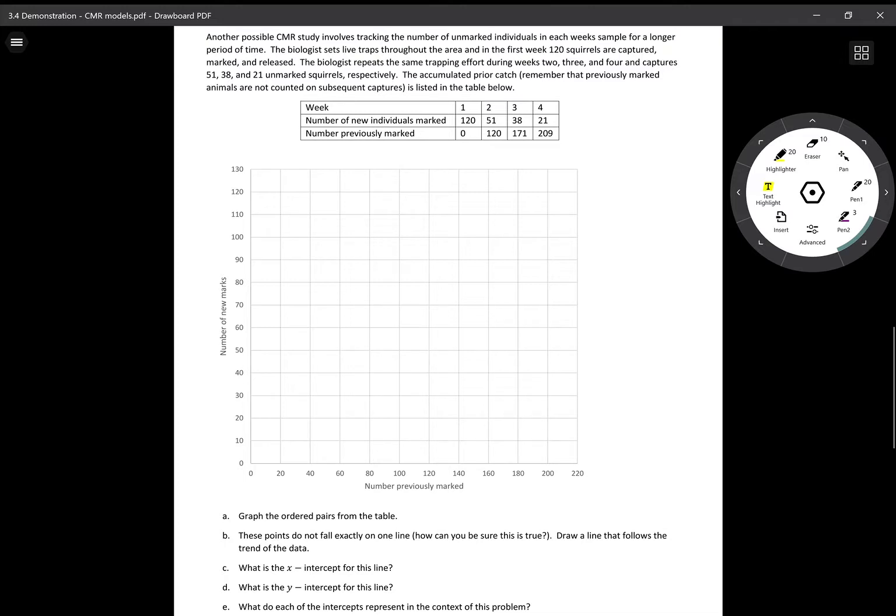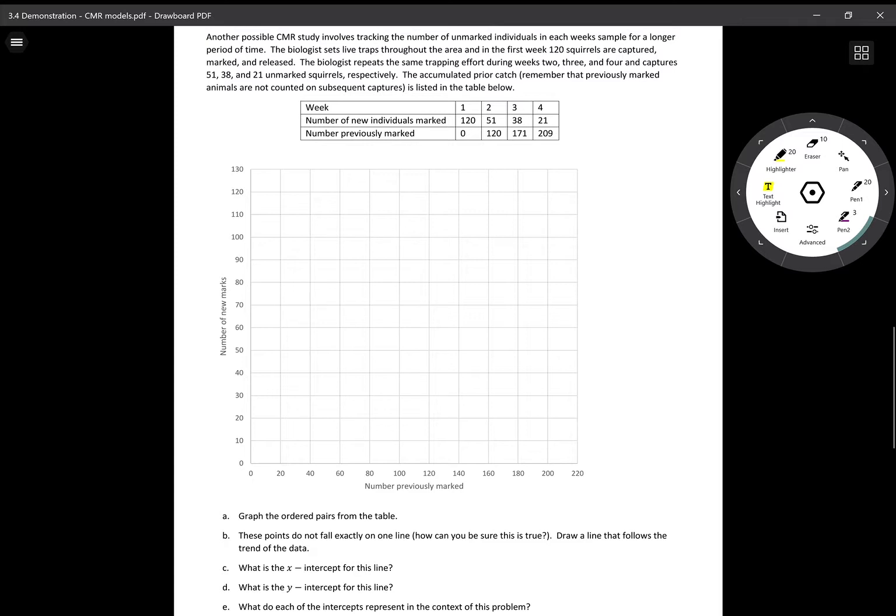Okay, last but not least, one more possible capture-mark-release. So similar to the last one, but we're going to use a little bit more data. It's actually kind of similar to a combination of the first and second methods that we had here. So we're going to use 4 weeks' worth of data again.